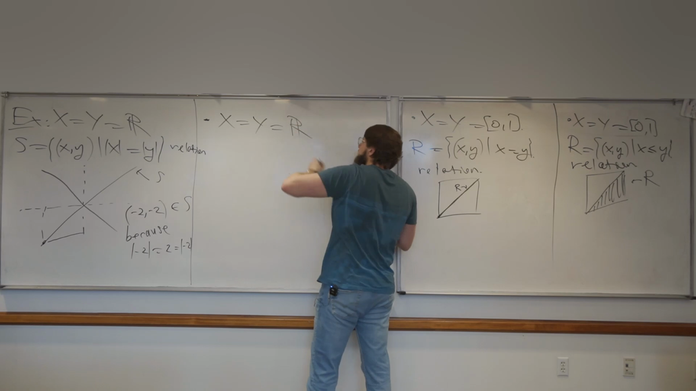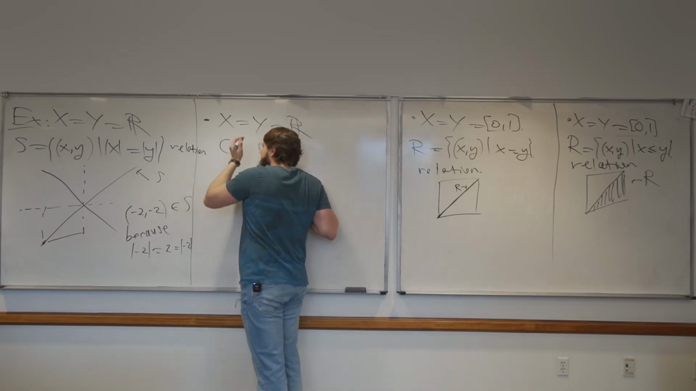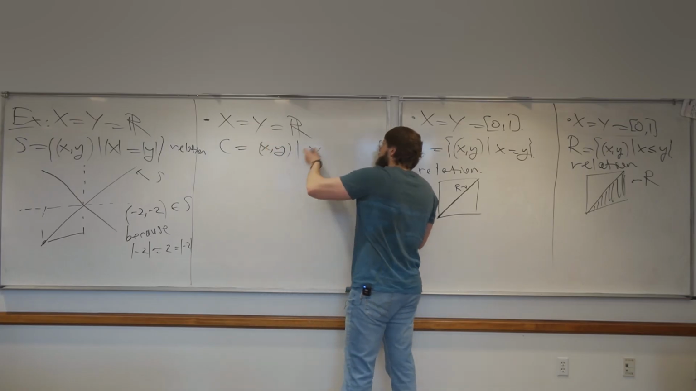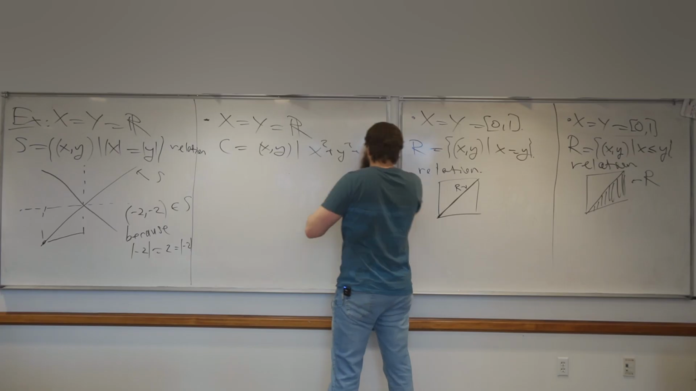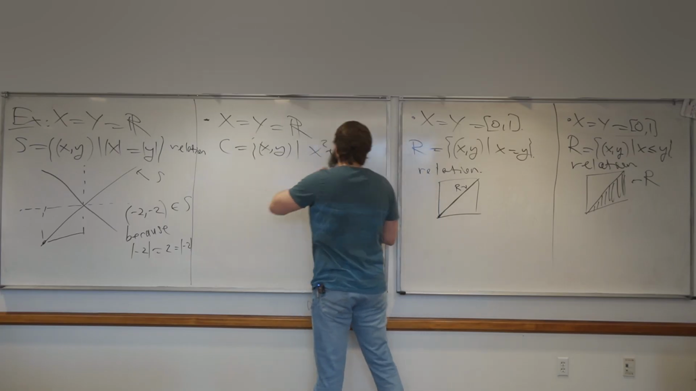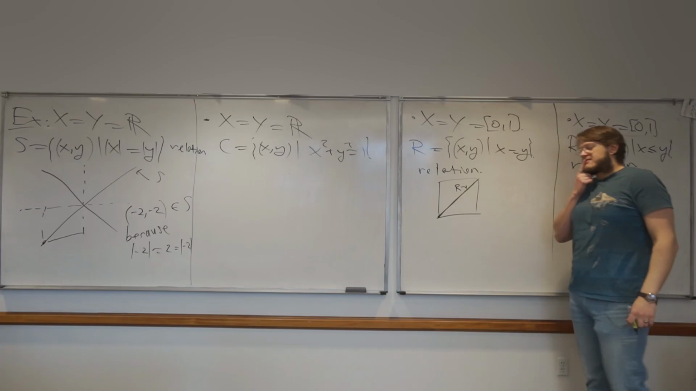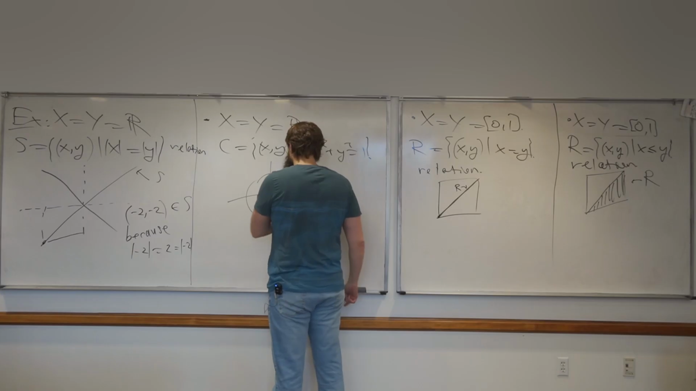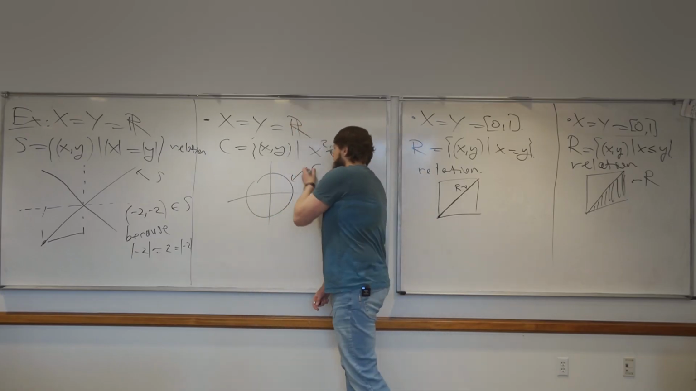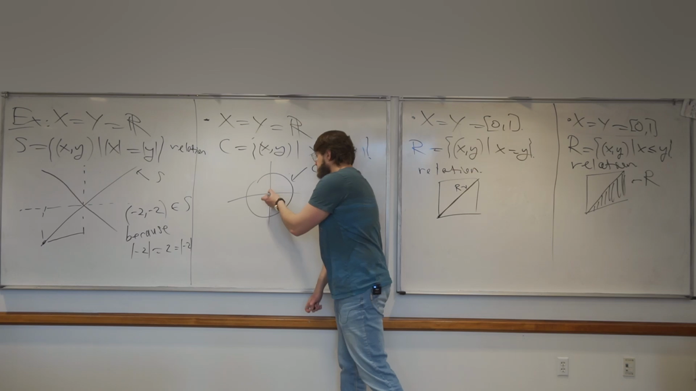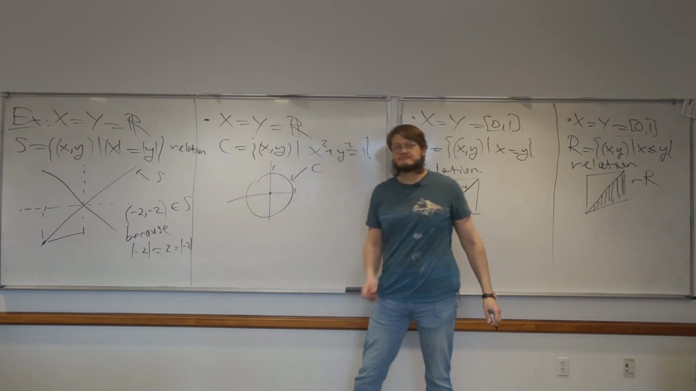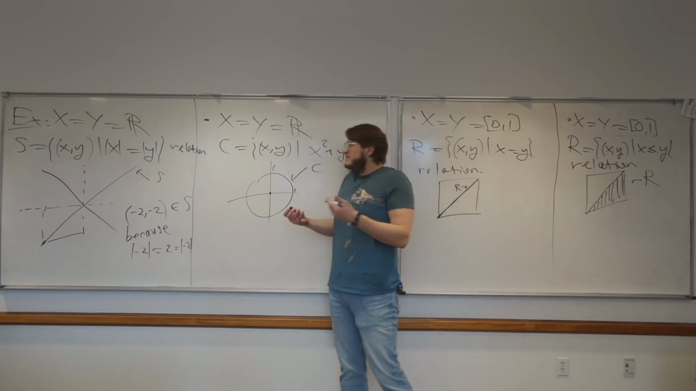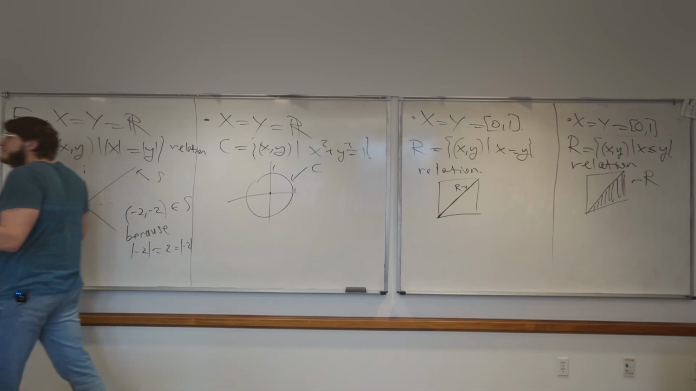Again, let me take x and y to be R. Let's say C is the collection of all (x, y) such that x squared plus y squared equals 1. How do I get to imagine this? It's a circle, to be more specific, centered at the origin with radius 1. That's a relation also. So basically, what does that mean? A relation pretty much is a shape.